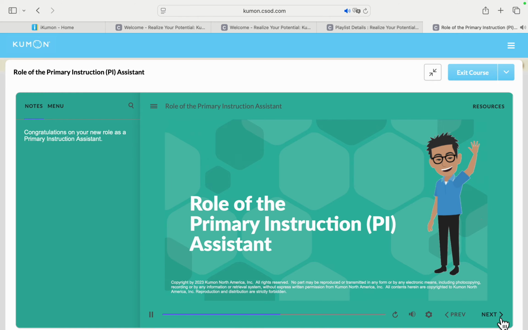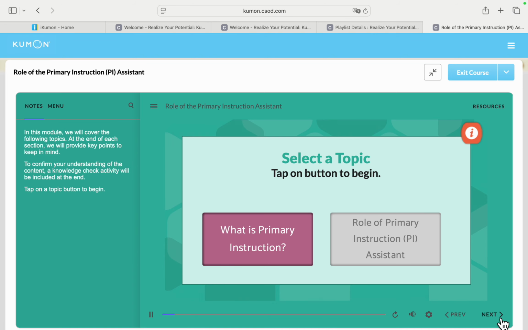Congratulations on your new role as a primary instruction assistant. In this module, we will cover the following topics. At the end of each section, we will provide key points to keep in mind. To confirm your understanding of the content, a knowledge check activity will be included at the end. Tap on the button to begin.